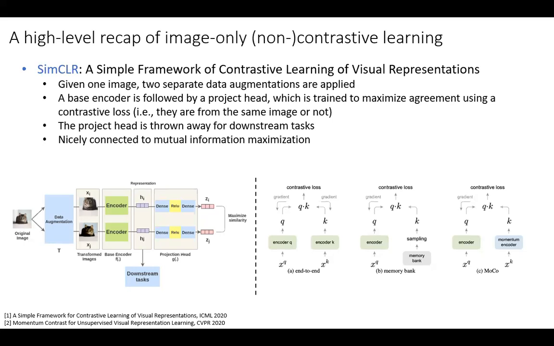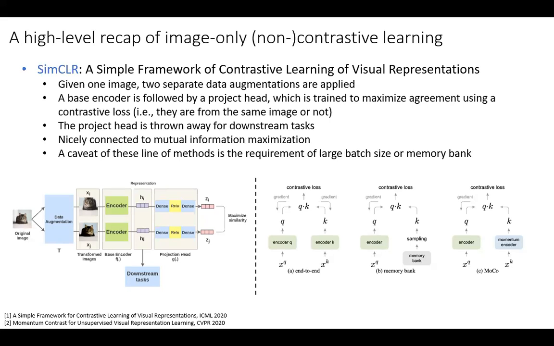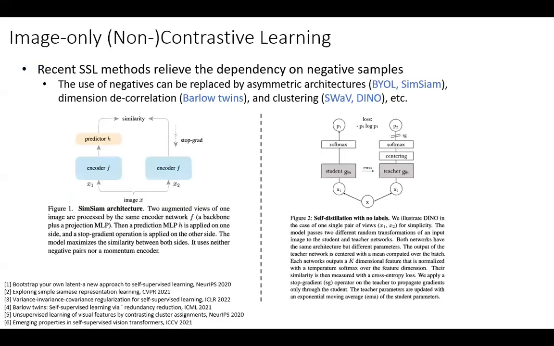And due to the use of contrastive loss, you can always try to connect with the mutual information maximization literature. But as you can see, this is basically all the same framework for all the image-only contrastive learning, right?